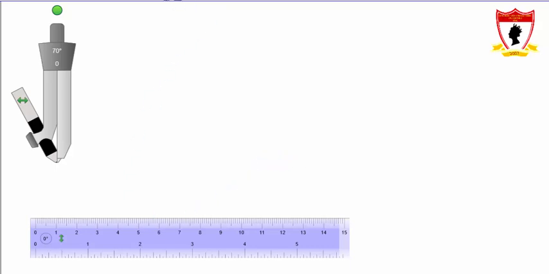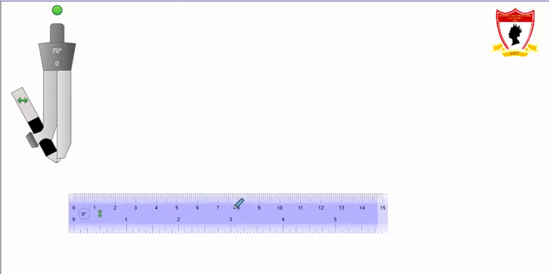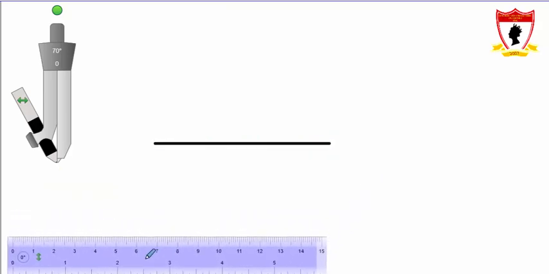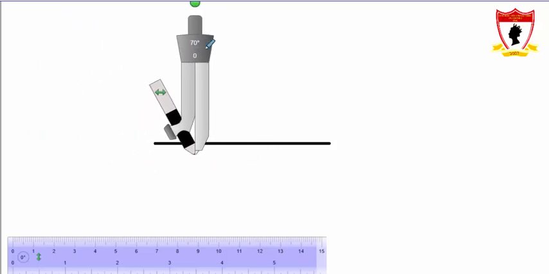The first thing that I start with is bisecting a straight line. If we have a straight line like this, how can we bisect it into two equal parts? For this purpose we need to use a compass.